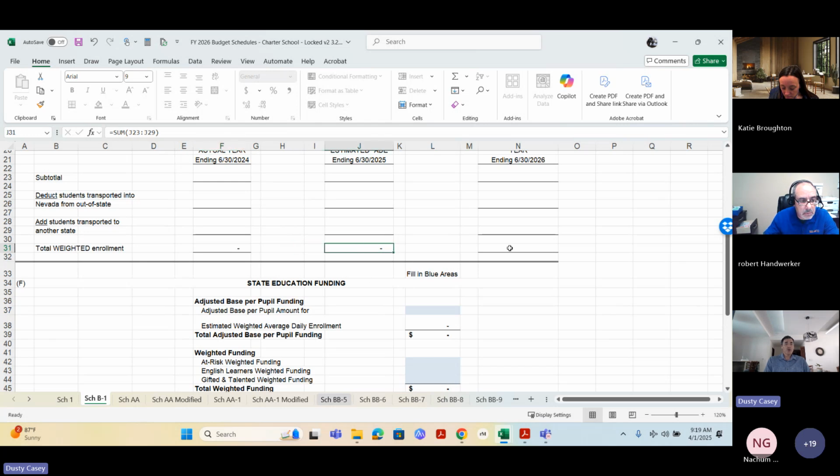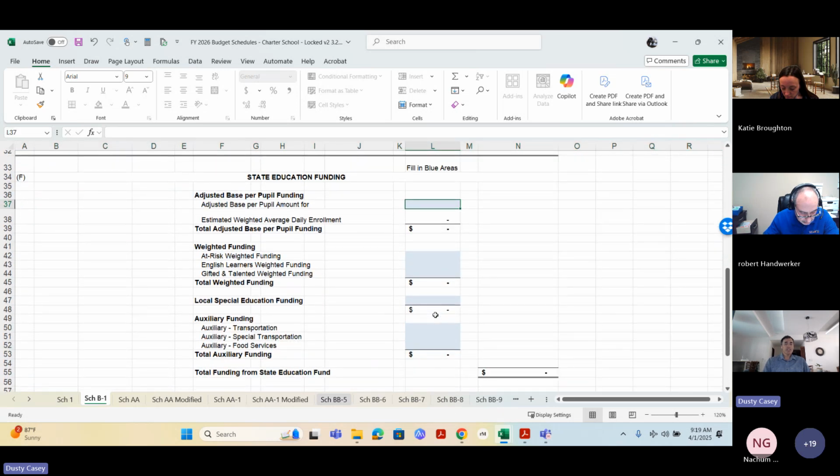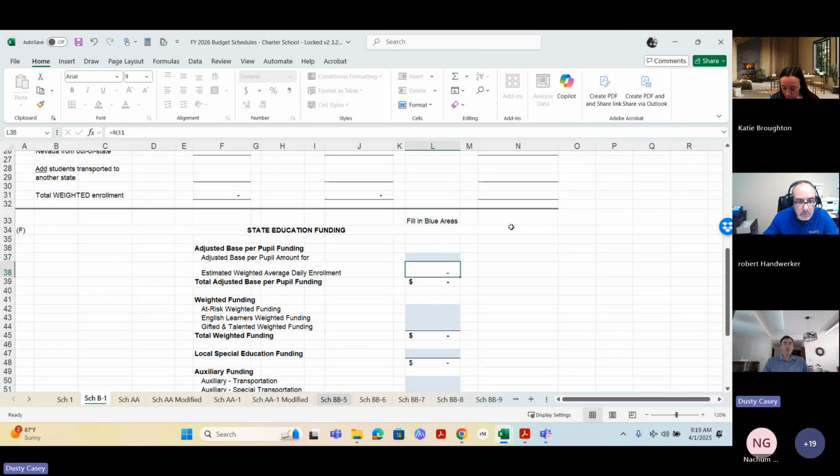So make sure you have your total weighted enrollment in line 31. Then here's where you're going to put your state funding. Here's your adjusted base per pupil amount. This should be your average weighted daily enrollment. That'll pull from cell N31, goes in here.